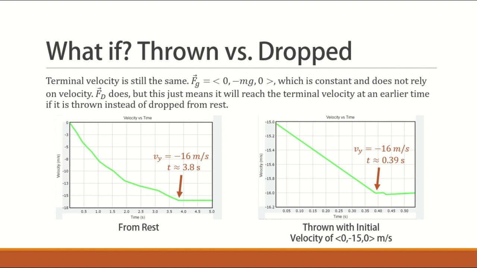Terminal velocity is still the same since force of gravity is constant and does not rely on velocity. Force of drag does, but this just means it will reach terminal velocity at an earlier time if it is thrown instead of dropped from rest.